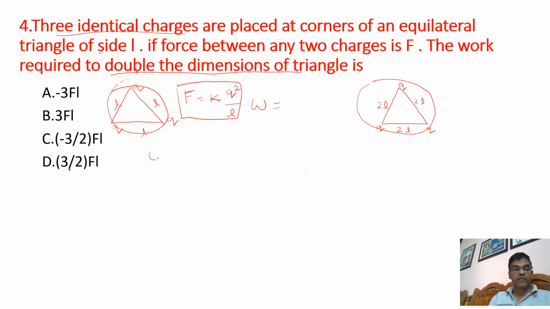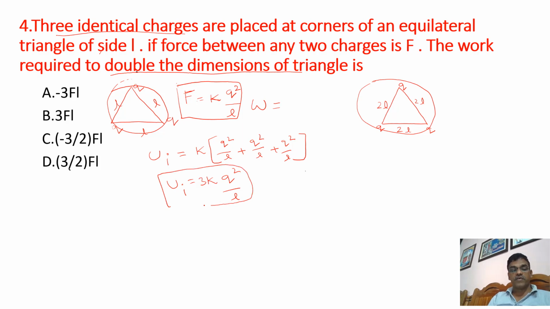So what happens here? The initial potential energy of this system, where K is nothing but 1 by 4 pi epsilon naught, is K of Q square by L plus Q square by L plus Q square by L. In the first two charges, Q into Q by L, next Q into Q by L, third Q into Q by L. So net 3 K Q square by L. This is the initial potential energy of the first system.